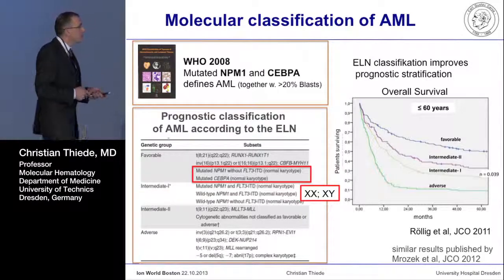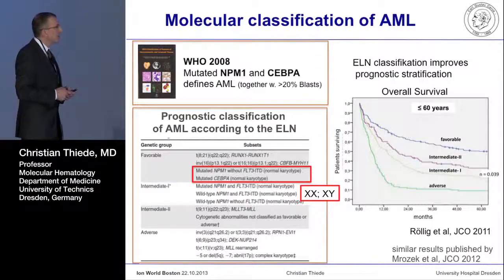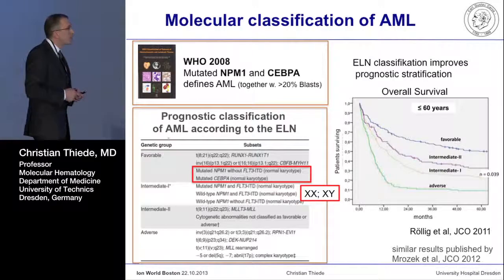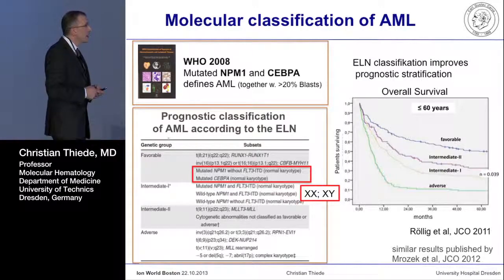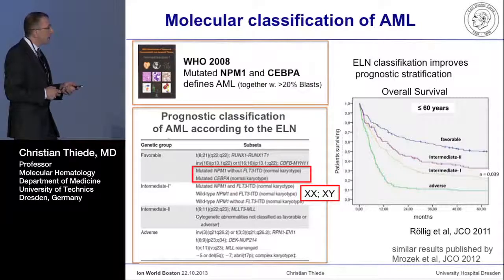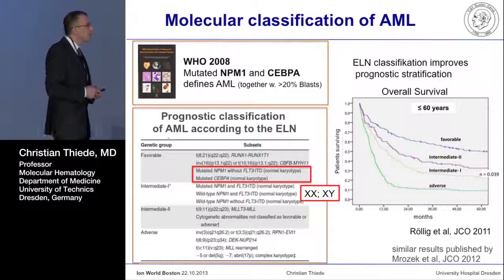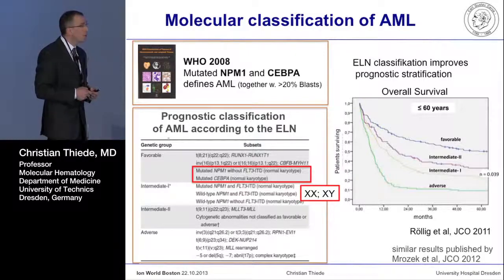And groups have defined, based on certain cytogenetic as well as molecular alterations, risk groups and prognostic classifications, and this can be redefined using mutations like NPM1, FLT3, CEBPA, and others. And you can see clearly that we are able now to further subdivide the group of patients with different prognosis. And this has been confirmed by several groups worldwide.